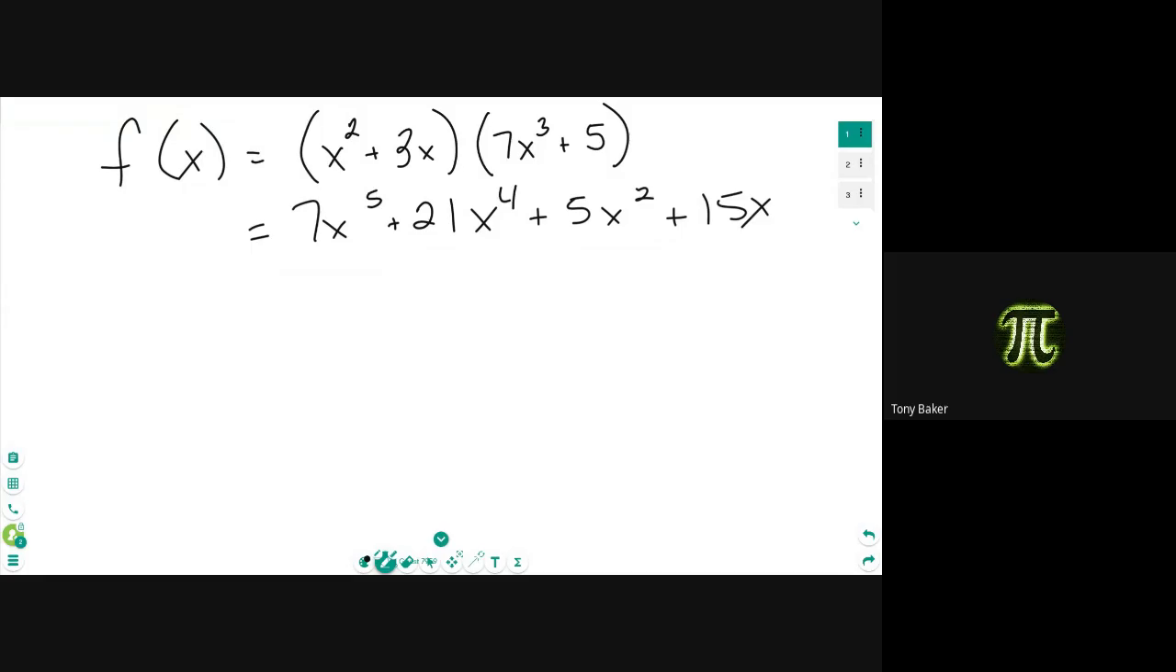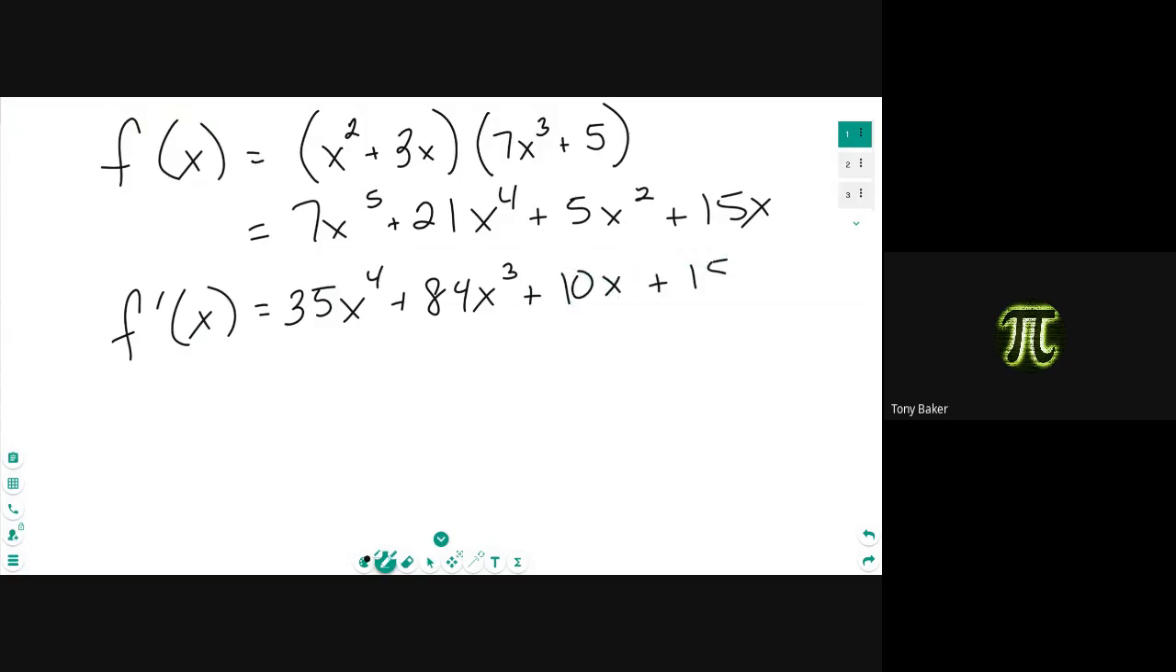All right, so we've multiplied it out. Now we can do the derivative of it. So bring the exponent down and multiply, because that's the power rule that we talked about. So 35x to the fourth plus 84x to the third plus 10x plus 15. And that's my derivative. Okay.